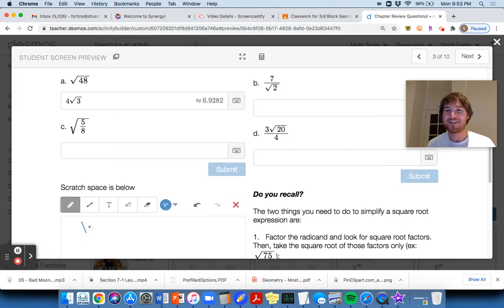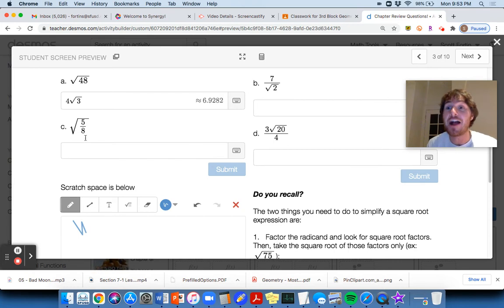I don't know if I have time to do all of these, do I? Okay, 7. You'll get the answers too on the Jamboard. Anyways, multiply by root 2 over root 2, and then you would get 7 root 2 over 2, and there's your answer. Okay, so this is 7 root 2 over 2.